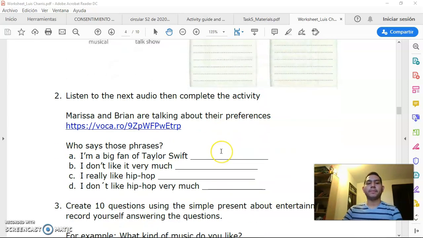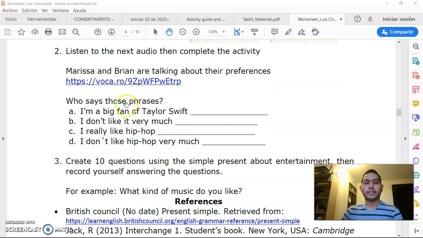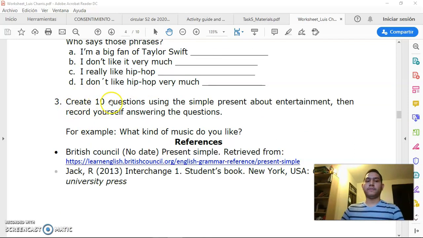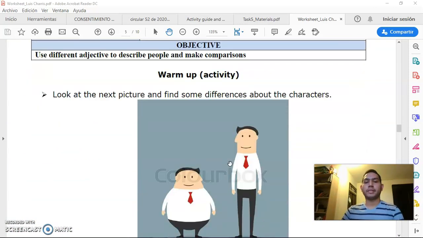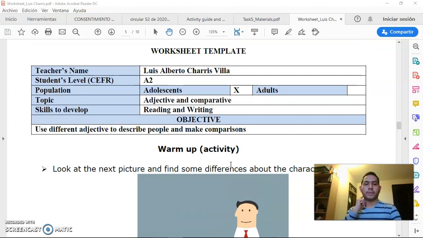Very good. Then they're going to listen to an audio, a conversation between Maurice and Brian, and they're going to talk about preferences. They're going to listen to some phrases and they have to write who is the person that says those phrases. Finally, in the third point, they're going to create 10 questions using the simple present about entertainment. And then they're going to record themselves answering the questions. For example, what kind of music do you like?